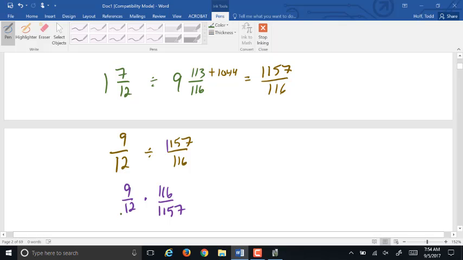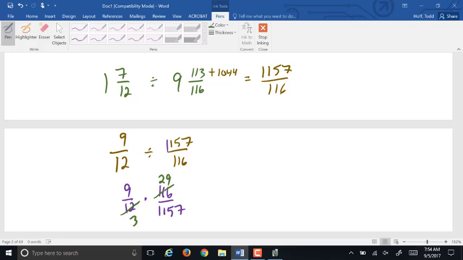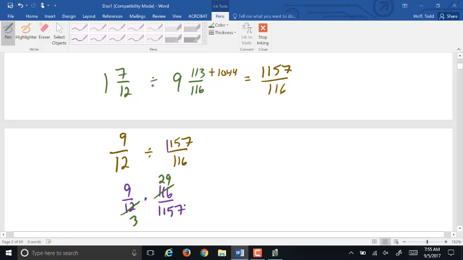The 12 and the 116 can cross cancel. They're both divisible by 4. 12 divided by 4 is 3. 116 divided by 4 is 29. How about 9 and 1157? No, 1157 can't divide by 3. Remember, if I add up the digits, 1 plus 1 is 2, plus 5 is 7, plus 7 is 14. That does not divide by 3, so that number does not divide by 3.